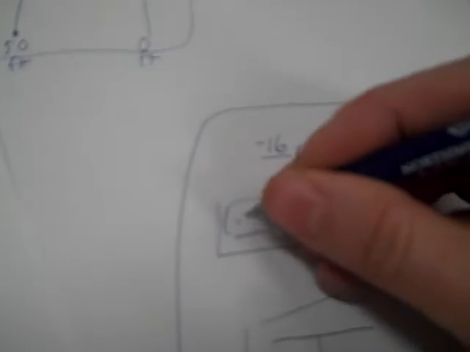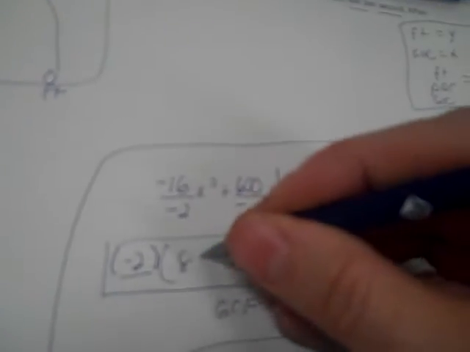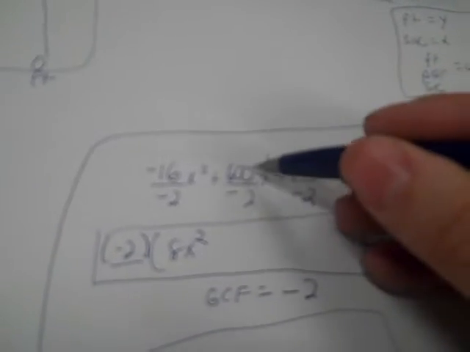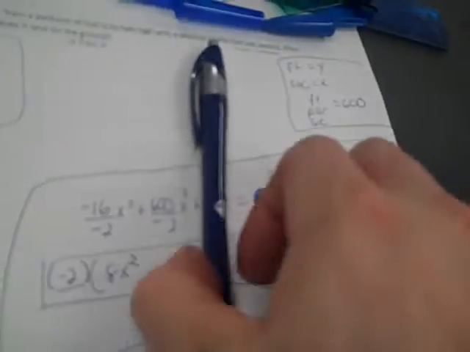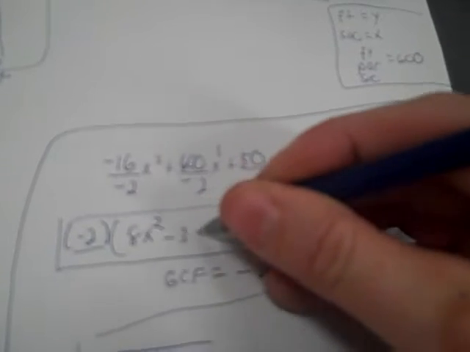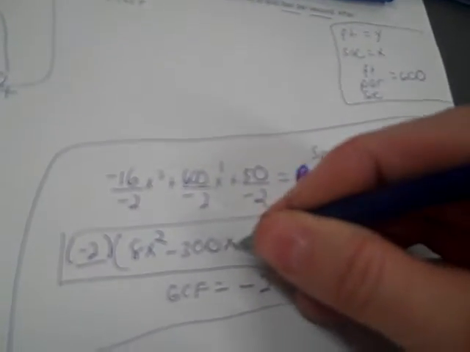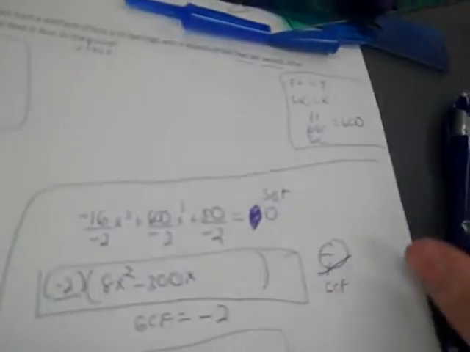So negative 2 comes out here, and then I divide by negative 2. So it's going to be 8x to the second. Then I take 600 divided by negative 2. That's negative 300. So minus 300, and I just write x down since it's to the first. And then positive 50 divided by negative 2 is negative 25.